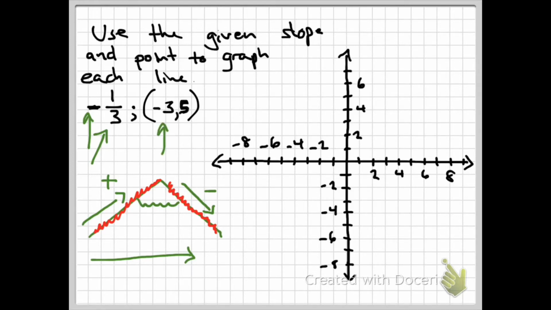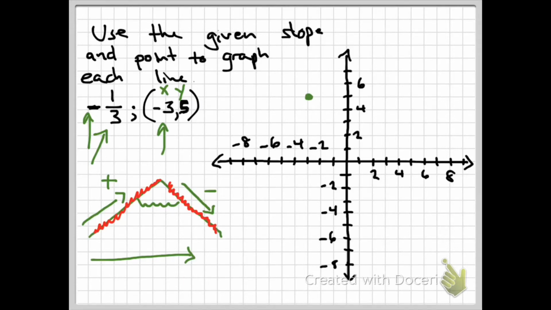So this is our starting point. If you haven't looked at our video on graphs, ordered pairs, I would suggest to do so. So the -3 is your x, so we're going to go back 3. And then the +5 is your y, so we're going to go up 5. So back 3, up 5, which will give us this point here.